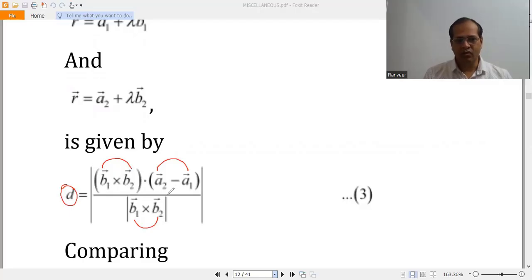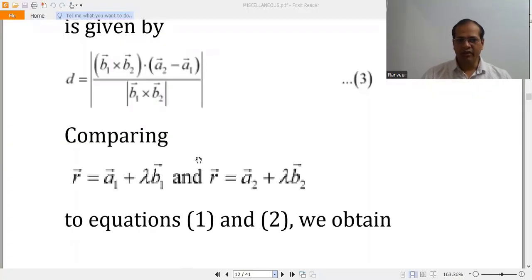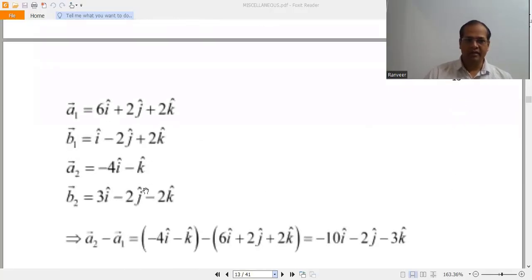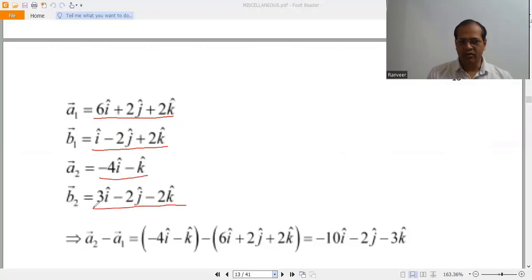Whatever the equation is, first of all we have to find b1, b2, a2 and a1, then solve each part individually, and after that substitute in the formula. Now, comparing with r = a1 + λb1 and r = a2 + λb2: a1 = 6i + 2j + 2k, b1 = i − 2j + 2k. Similarly, a2 and b2 are these values.